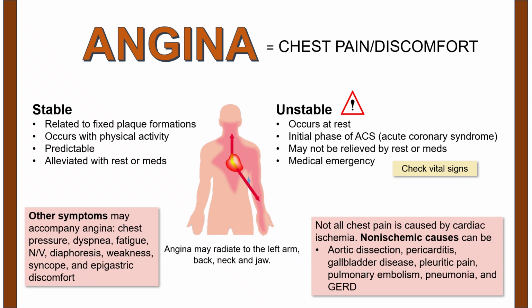It could be related to a dissection of an aneurysm, pericarditis, it can be the gallbladder, it can be pleuritic pain, pulmonary embolism, pneumonia, and GERD. So all of that has to be ruled out. But when somebody presents with chest pain, we are always considering it is a myocardial infarction.